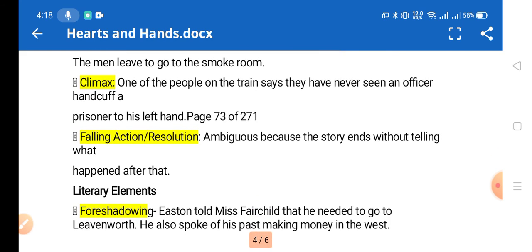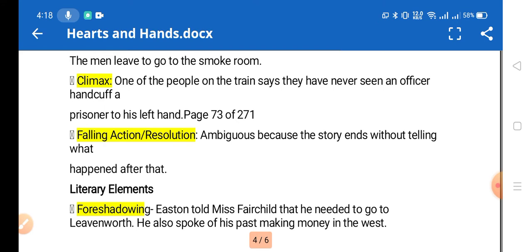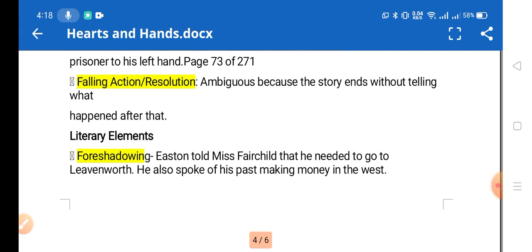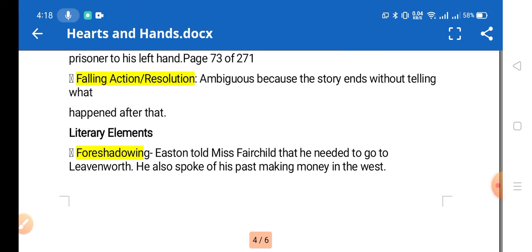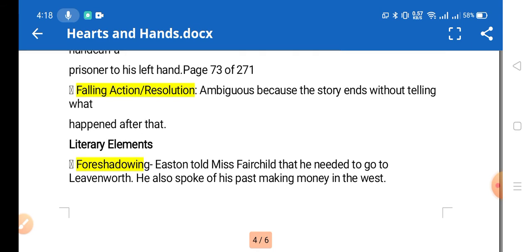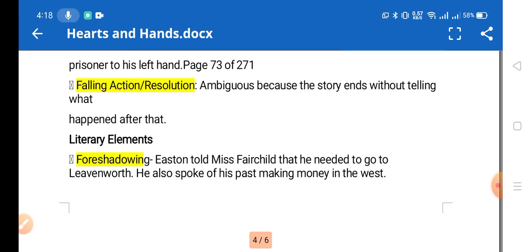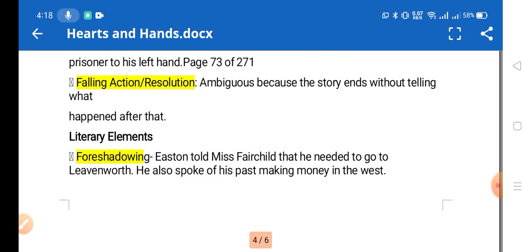As in the climax, one of the people on the train says that they have never seen an officer handcuff a prisoner to his left hand. And in the falling action and resolution, ambiguous, surprising, twist ending, his style and the story ends without telling what happened after that.